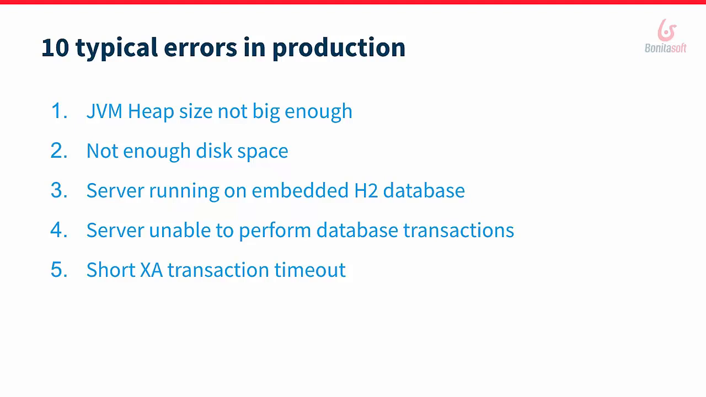So the first one is the JVM heap size that is not big enough. The consequence is that your server can crash with an out of memory error, you can see overall slowness, or you have a high CPU consumption. The second one is linked to disk space. If you don't have enough disk space, your server will be slow and will crash with a disk full error.